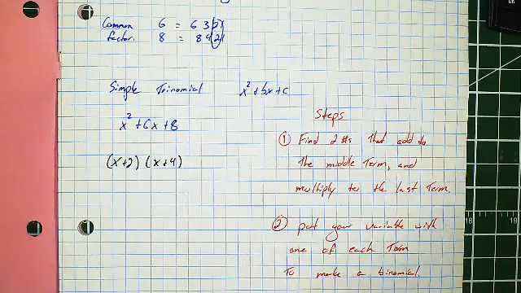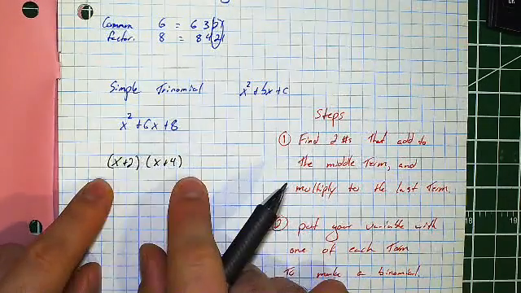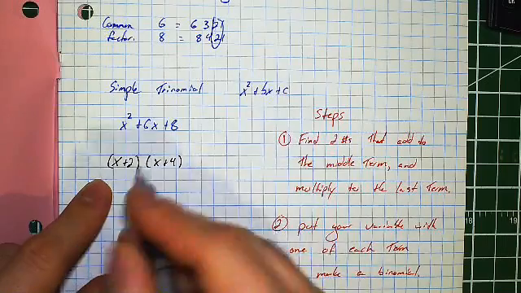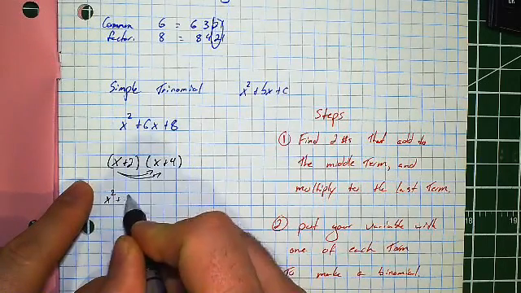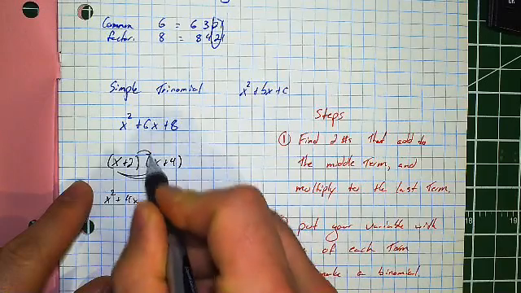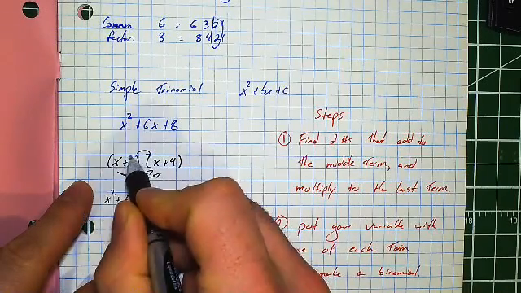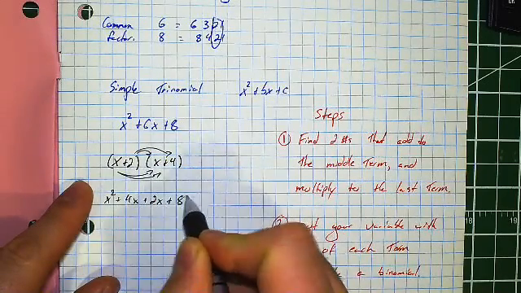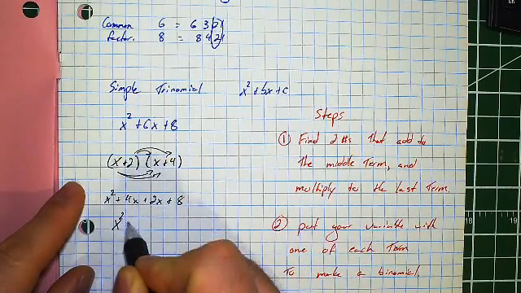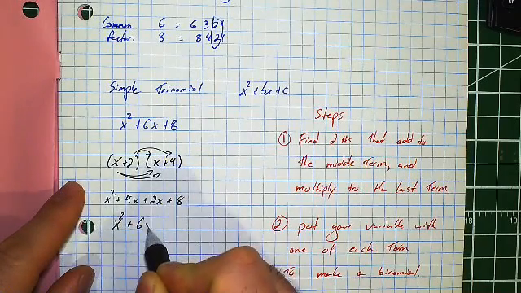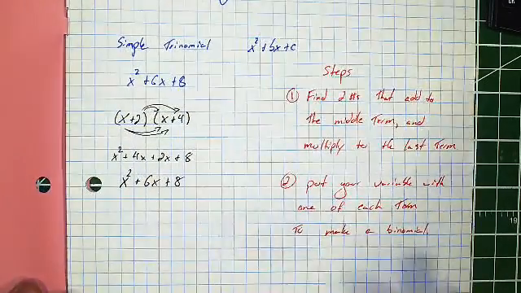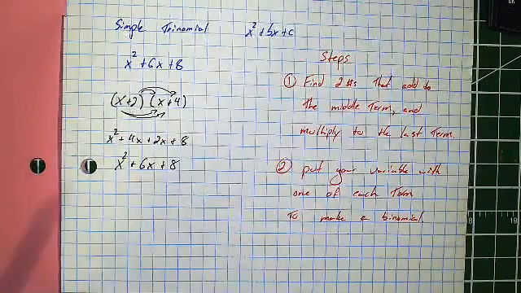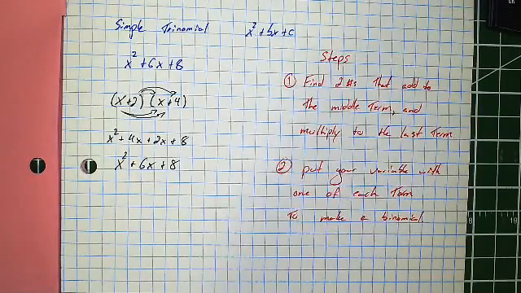If you wanted to check if this works, you can expand this, and it will give you the exact same answer. So x times x is x squared, x times 4 is 4x, 2 times x is 2x, and 2 times 4 is 8. When you combine all like terms, we get, indeed, x squared plus 6x plus 8. These are simple trinomials, and by this point we want you to be able to do these fairly quickly and without a whole lot of effort.